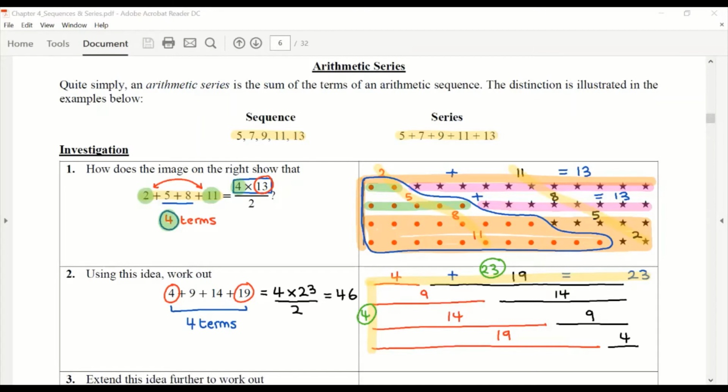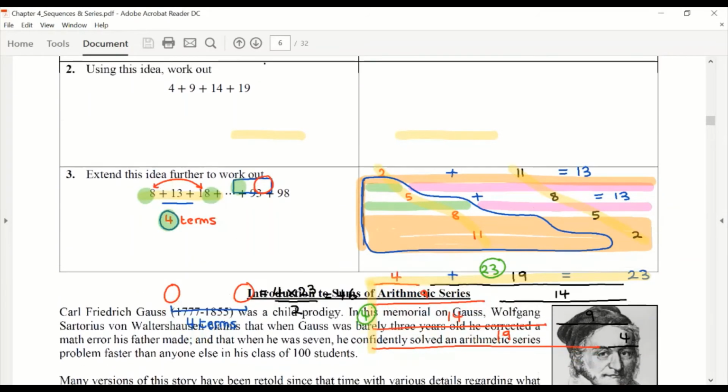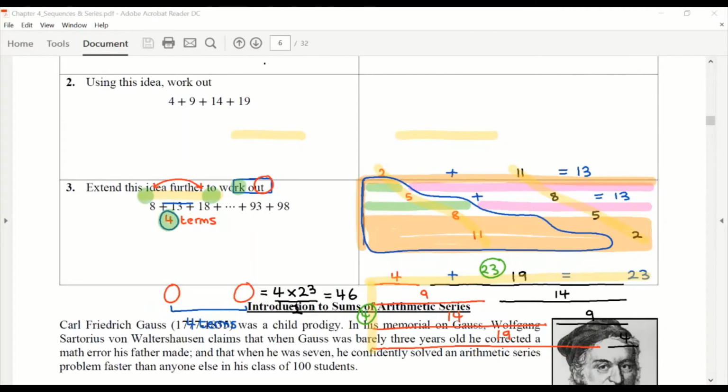All right, so that's the way I'd like you to think of this at the present time. Now, it says at the bottom in part 3, extend this idea to work out something else. So I'm just going to scroll down so we can see what part 3 is all about. I'll just clear this.